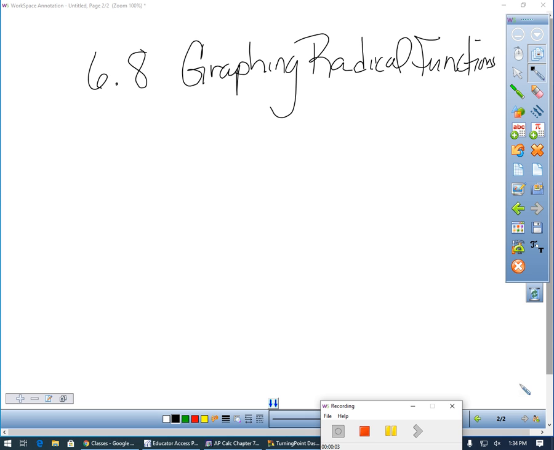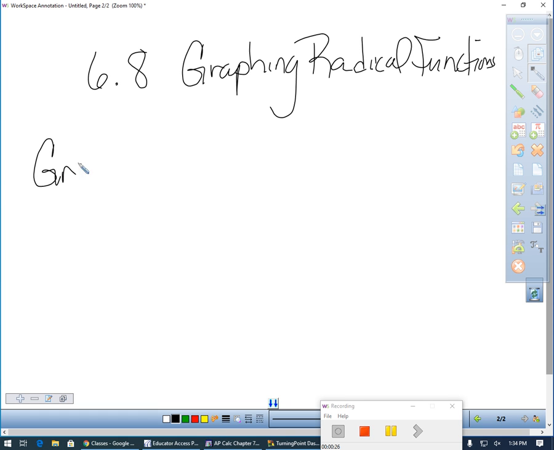Graphing radical functions simply means we're focusing on graphing square root functions today. All of those translation rules we had talked about many, many times along the way are coming back into play today. Okay, so here's some things I want to remind you of. First of all, we started talking a little bit about a square root.